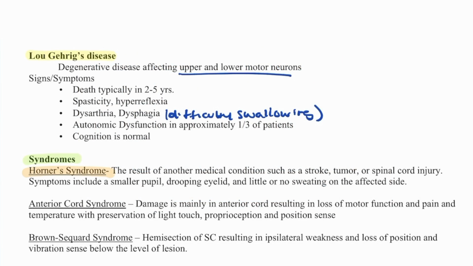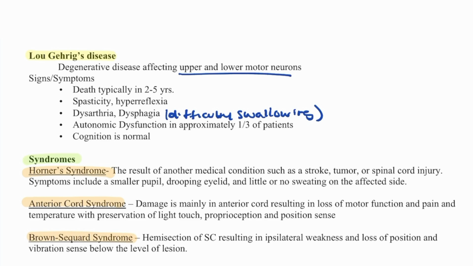So this is the result of another medical condition such as a stroke, tumor, or spinal cord injury. Symptoms include a smaller pupil, drooping eyelid, and little or no sweating on the affected side. We can also have anterior cord syndrome. So this is damage mainly in the anterior cord, resulting in the loss of motor function and pain and temperature with preservation of light touch, proprioception, and position sense. Then we have Brown-Séquard syndrome.